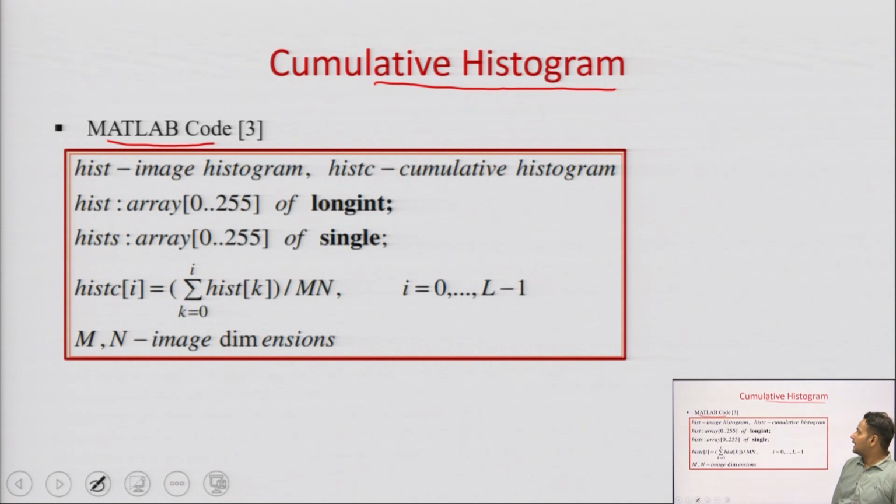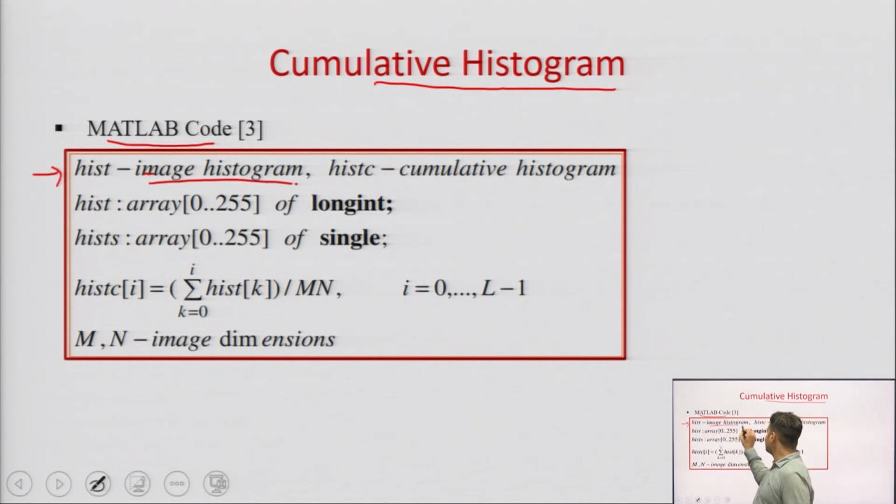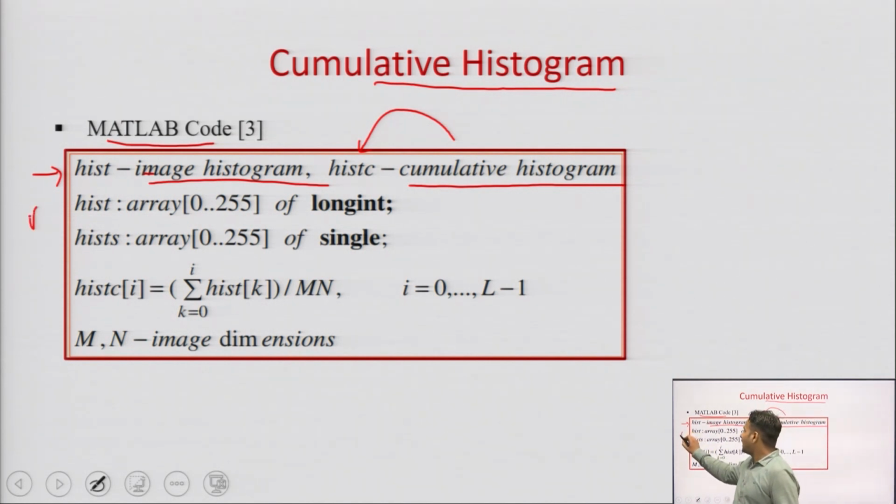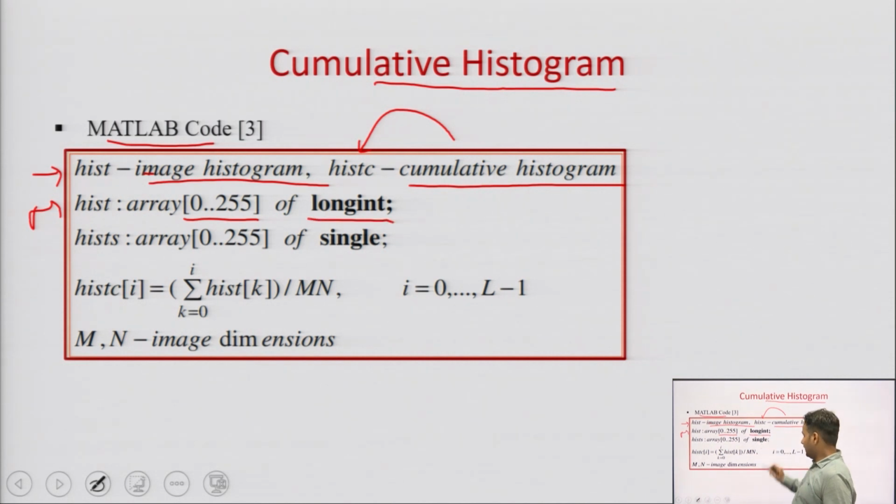That is the Matlab code by which you can observe the image histogram, and the cumulative histogram has this kind of syntax, HISTC, histogram cumulative. If we talk about the histogram array, then you have to take 0 to 255. So the function we are calling here is log int, and hist we are assigning again, that is the single one.